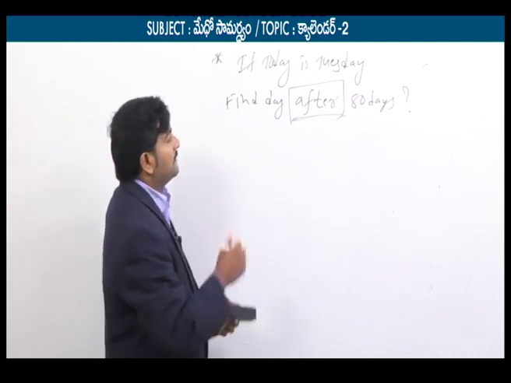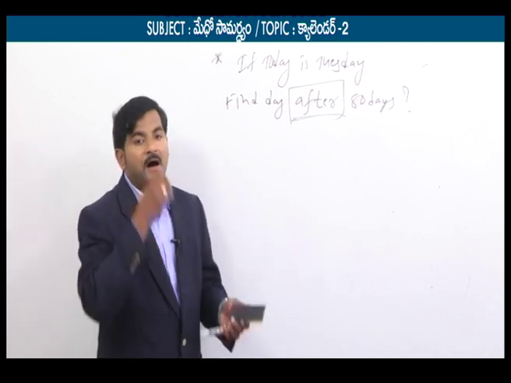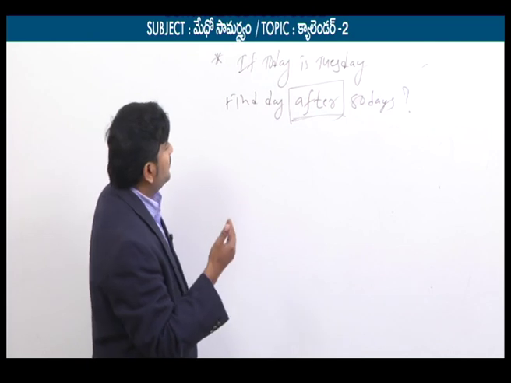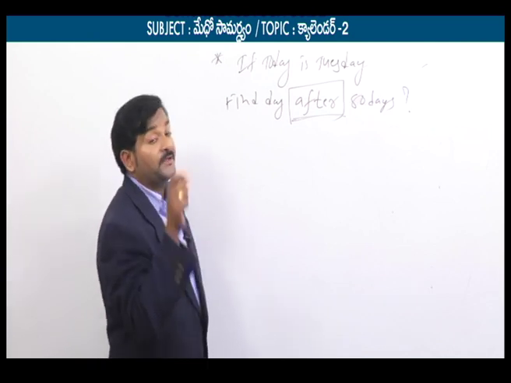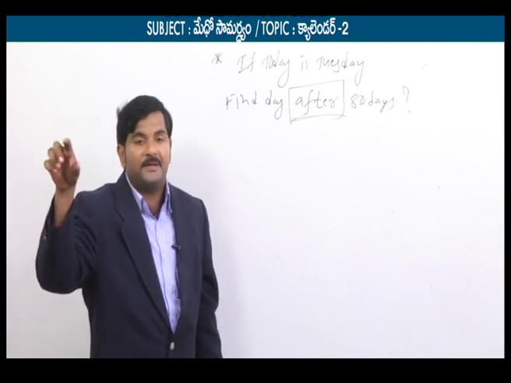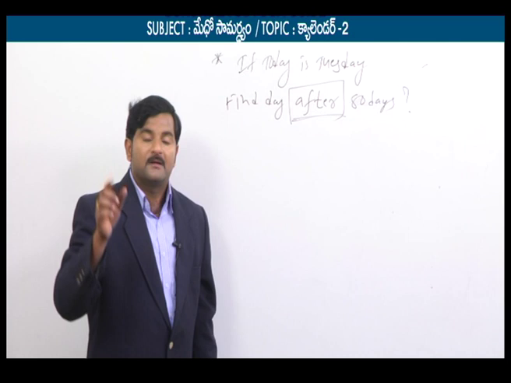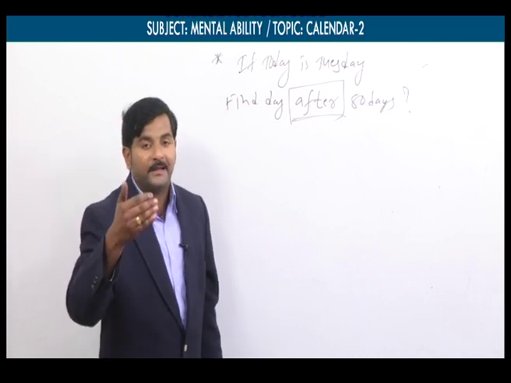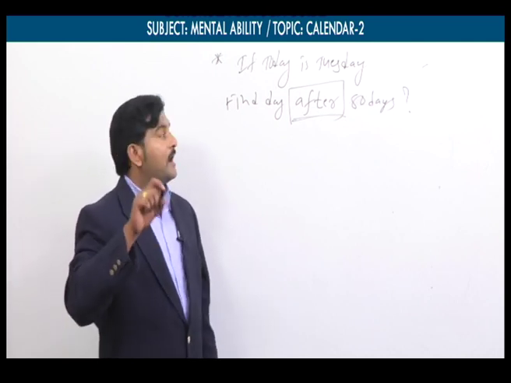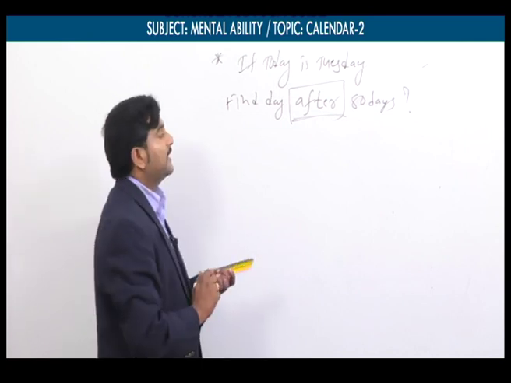Now we are focusing on after 80 days. What does it mean actually? After 80 days means it is the 81st day. If today is Tuesday, find the day after 80 days: that day will be the 81st day. On the 80th day means we need to find the 80th day itself, and 80 days ago means we need to find 80 days before. The only thing I need to stress is that after 80 days is not the 80th day, it is the 81st day.